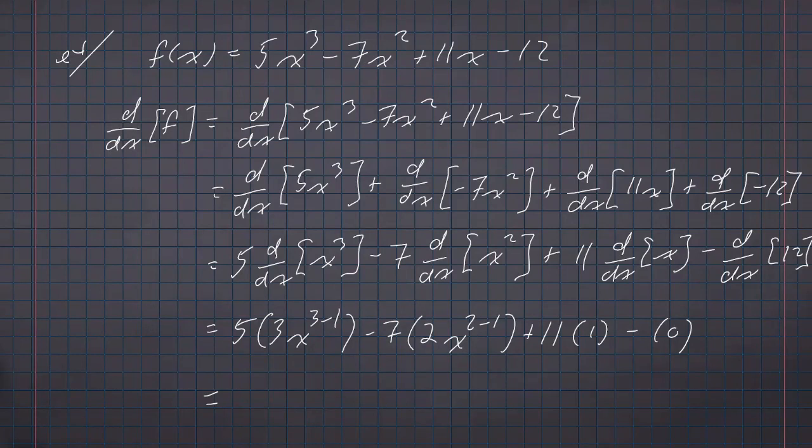So doing some simplifying, 5 times 3 is 15. 3 minus 1 is 2. 7 times 2 is 14. 2 minus 1 is 1. But I don't write a power of 1. x to the first power is just x. Let's keep this as simple as possible. 11 times 1 is 11. Subtracting 0 doesn't do anything at all. So now we can take the derivative of a polynomial function without having to employ the epsilon delta definition whatsoever. If that's not a time saver, I don't know what is.